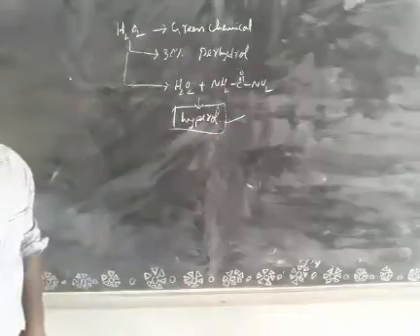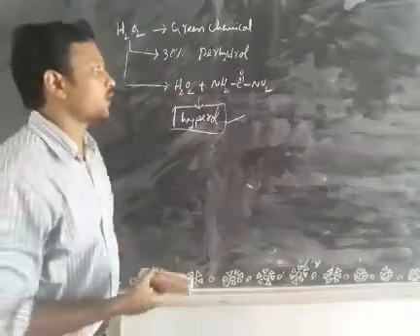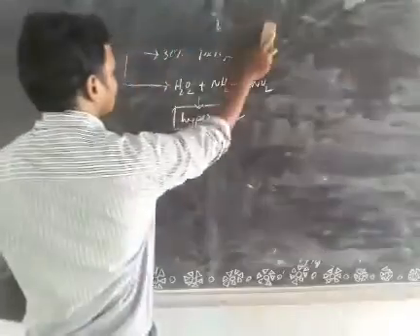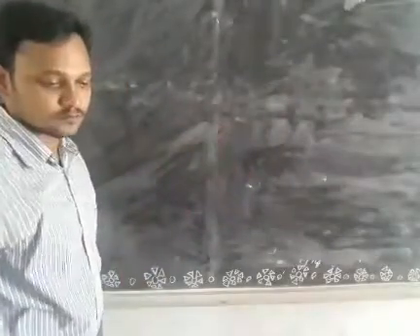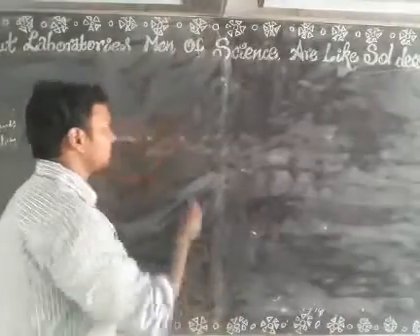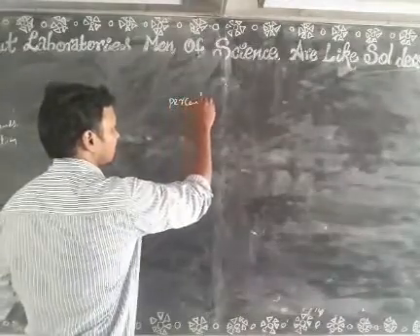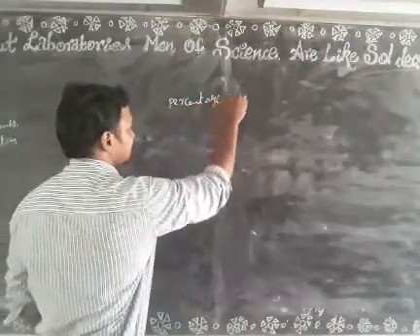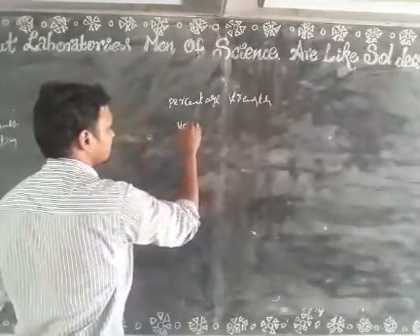Okay, now we'll discuss the strength of hydrogen peroxide. It is very important. So how can we calculate the strength of hydrogen peroxide? The strength of hydrogen peroxide can be calculated in two ways, that is percentage strength and volume strength.